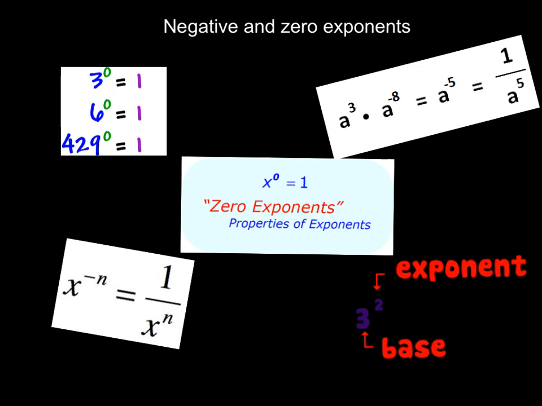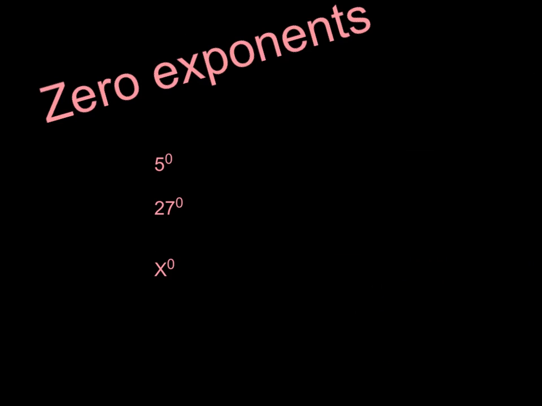This lesson is over negative and zero exponents. The rule for zero exponents is probably the easiest rule. Any number to the zero power is equal to 1. So, 5 to the zero power is equal to 1. 27 to the zero power is equal to 1.